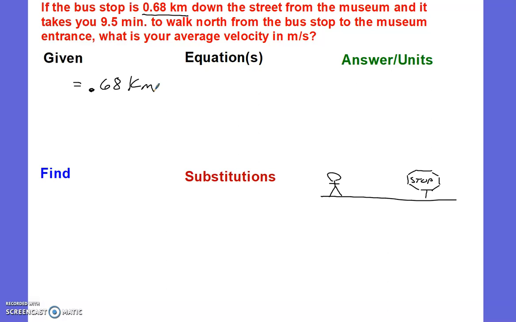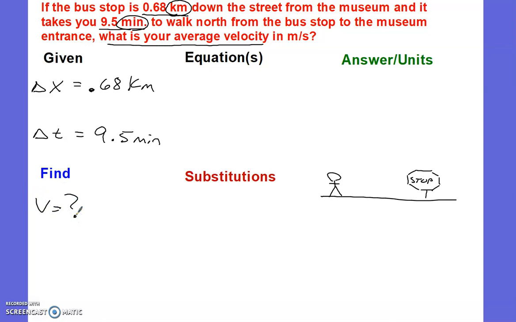Now we want to also write down what letter that number represents. Because it is the unit of kilometers, we know that it represents a distance, which we've been using the letter x. We also see the number 9.5 minutes. The minutes are an indication of a time, so we know that that's the letter t. It asks us, what is your velocity? And so we are looking to find the letter v.